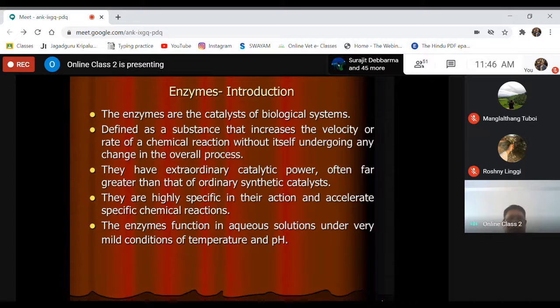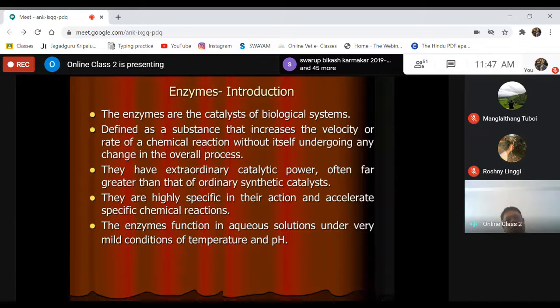So that means the enzymes have extraordinary catalytic power. Then these enzymes are highly specific in their action and accelerate specific chemical reactions. That means these enzymes are specific for a particular type of reaction. Say the enzyme carbonic anhydrase will act only on the combination of water and carbon dioxide to form carbonic acid. It will not act on the conversion of glucose to some other product, or the hydrolysis of protein to amino acids, or the degradation of triacylglycerols to glycerol and fatty acids. This enzyme is not going to act there.